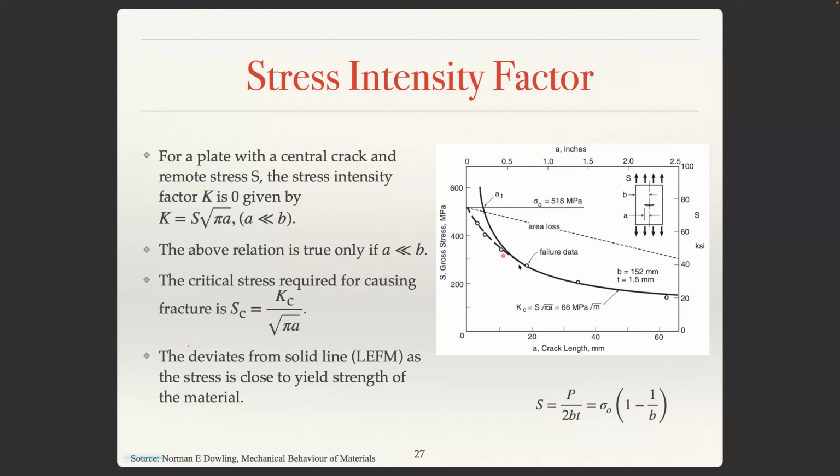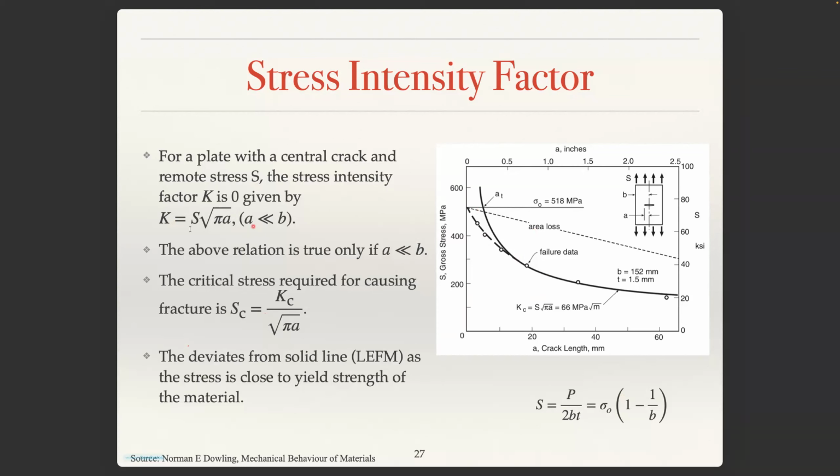So here you see that this is a solid line and this is a dashed line. When you are plugging in S equal to sigma root pi a, this will be the line, but it will deviate from the LEFM because when the load is very close to the yield strength of the material, there will be plastic deformation. Then this equation itself is not valid. Okay. So from there you can estimate the stress intensity factor.